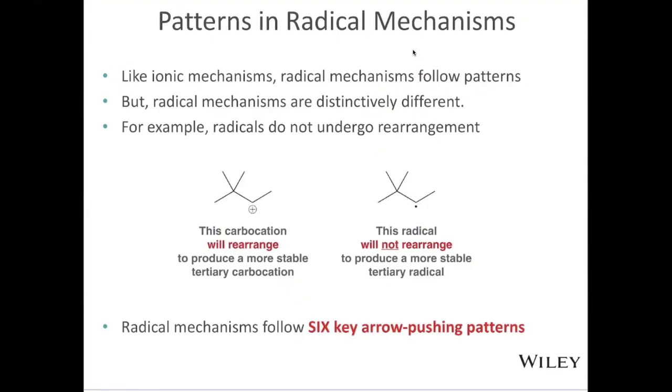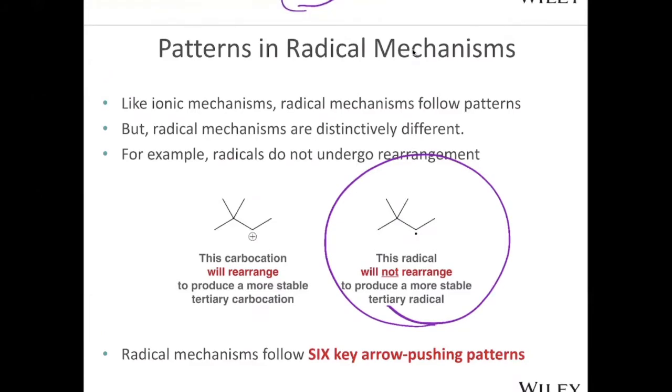You may remember learning the patterns that were possible for polar or ionic mechanisms. In this chapter, we're going to learn those patterns that are possible for radical mechanisms. Radical mechanisms are distinctly different. For example, radicals do not undergo rearrangement, and that should be a good thing, right? So we don't have to worry about rearrangement when we have radicals.